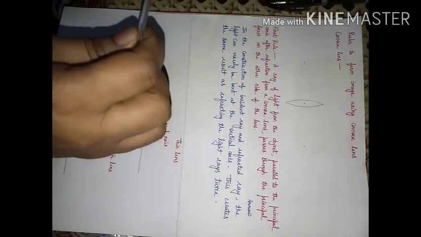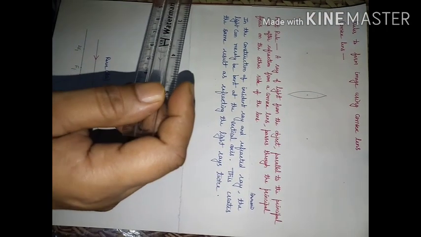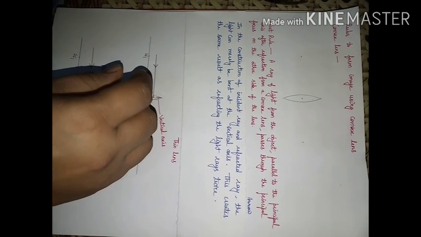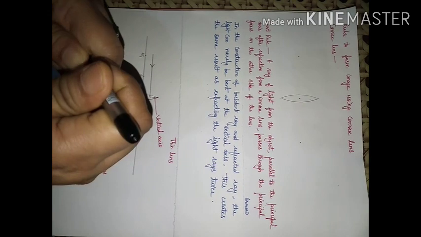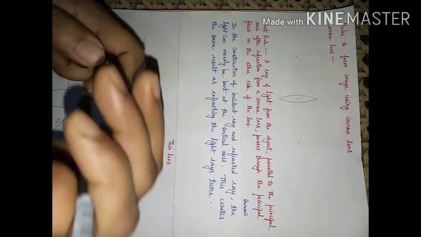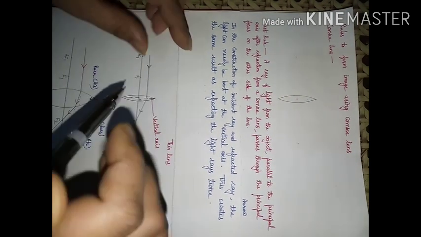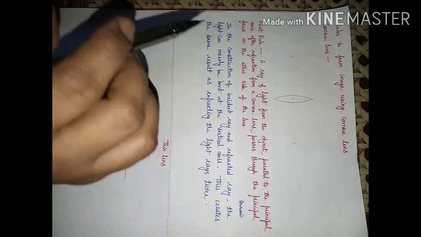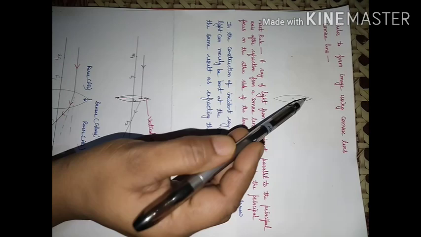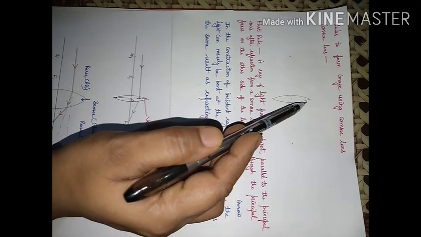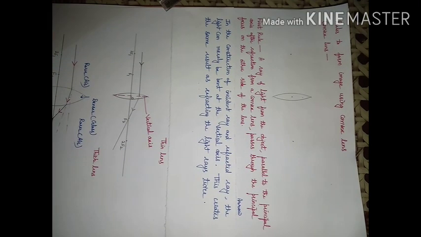Today we will consider rules to form image using convex lens. All of you know what is convex lens. The lens that has two spherical surfaces, both bulging out, is known as convex lens. So how to draw convex lens? This is the diagram that is representing convex lens.